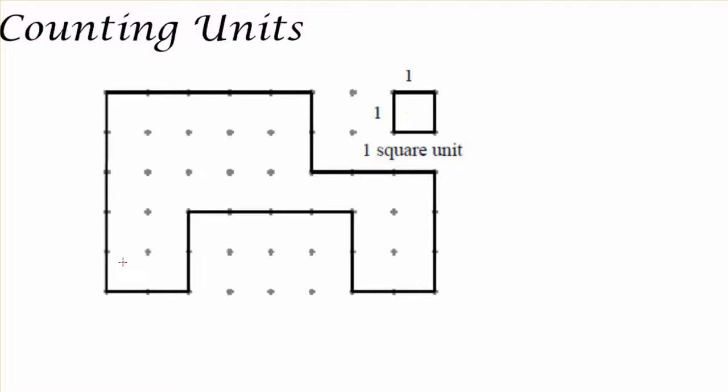Now, on this grid, I know that the 1 by 1 square is 1 square unit. So as I count these square units within this figure, I know that I've counted 26 of these unit squares. So the area of that figure is 26.